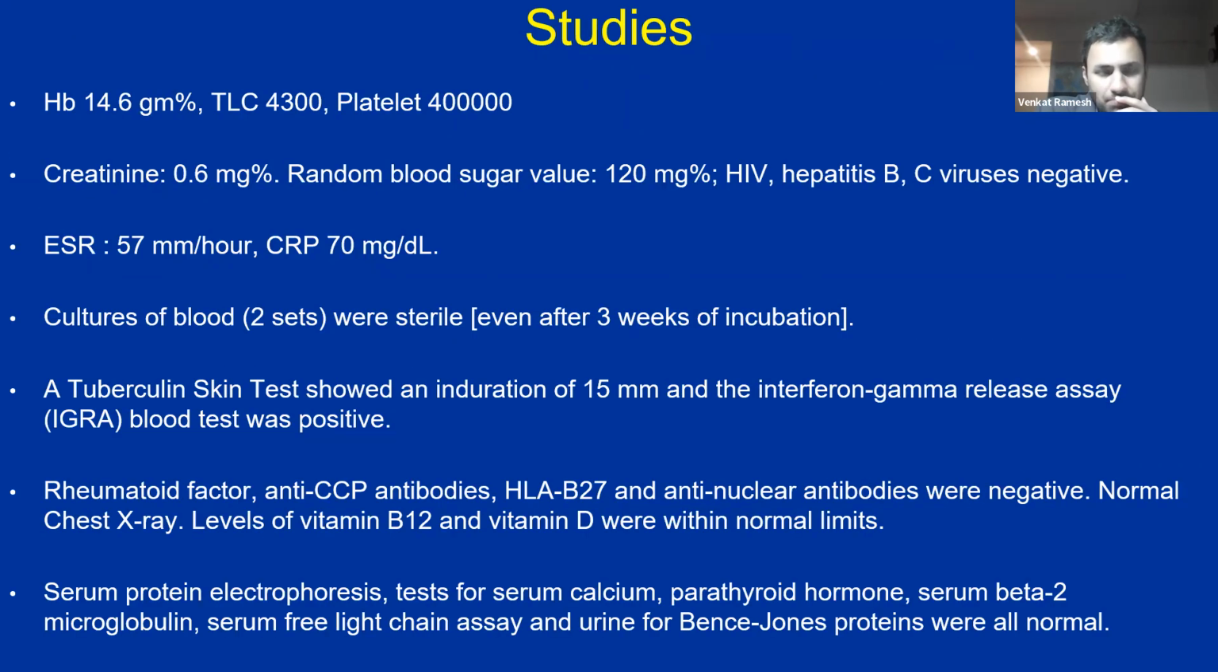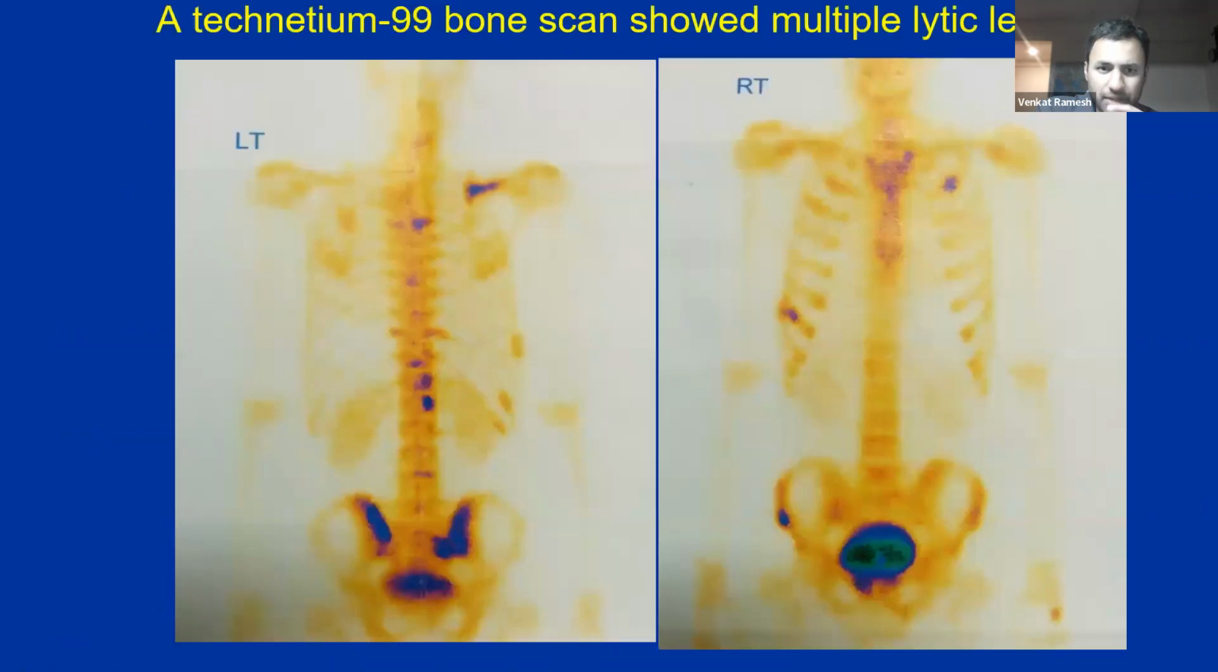Really, this patient had a normal complete blood picture. Testing for HIV was negative. Cultures were negative. A tuberculin skin test and IGRA were positive. But a lot of the other rheumatological workup, rheumatoid factor, anti-CCP antibodies, HLA-B27, and anti-nuclear antibodies, were all negative. He had also undergone workup for multiple myeloma.